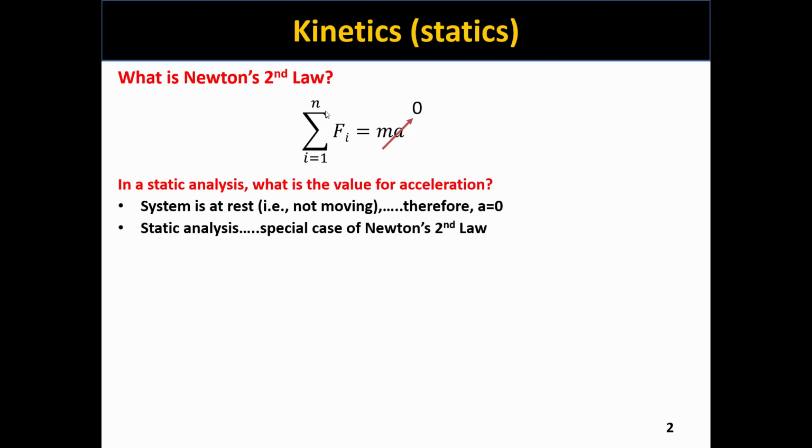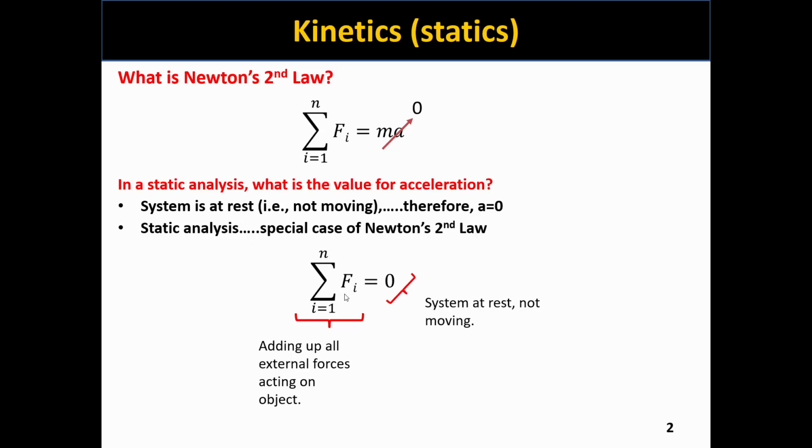When we set acceleration to 0, a static analysis is simply a special case of Newton's second law, where on the left-hand side we have a number of forces that act on an object, and the summation symbol indicates that we're going to mathematically add all of those forces. On the right-hand side, the sum of those forces will equal 0, and that indicates that the system we're dealing with is at rest and is not moving.